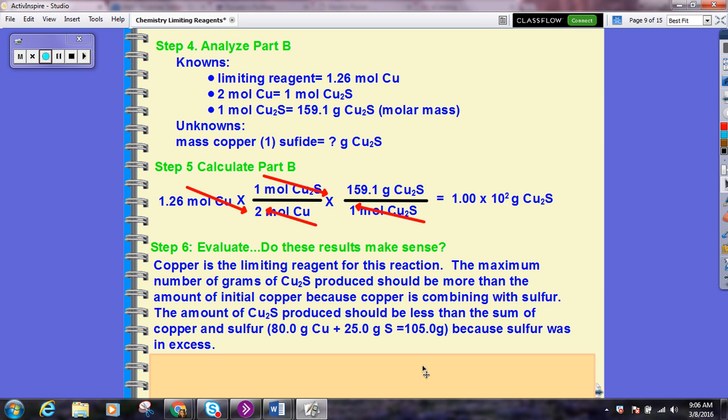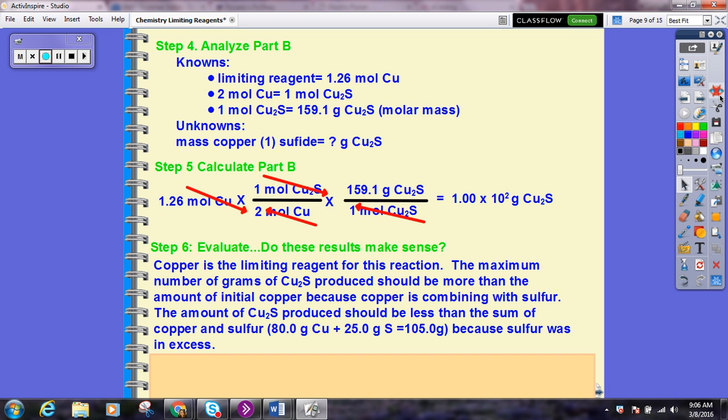However, the copper 1 sulfide has to be less than the total grams of copper and sulfur because we had too much sulfur. So we know that this number is going to lie somewhere between the 80 grams of copper that we started with and the 105 grams of the two elements added together. So 100 does lie between 80 and 105, so we're in pretty good shape. Fantastic. Really, this isn't as hard as you thought it was if we break it down step by step.